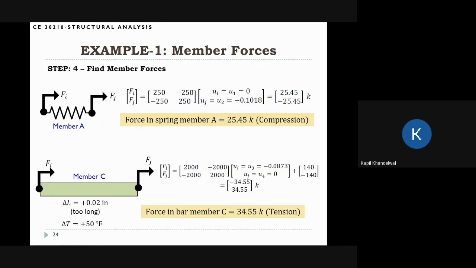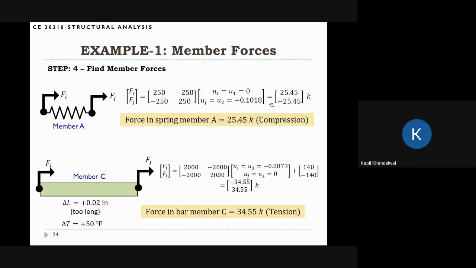And after this step, we can go back and find the member forces. In this case, when we are talking about member forces, we want to find Fi and Fj. So we just want to find what is this Fi and Fj. And remember, we already have a relationship. Fi and Fj is stiffness matrix times the displacement vector plus other effects if they are present.